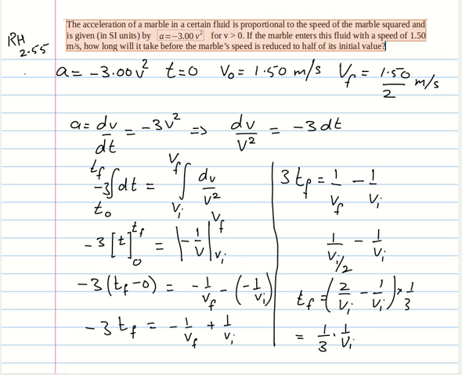Now we can simply put in values over here. So the time that it takes to reach half the velocity is simply 1 by 3 times 1 by vi. Vi is given as 1.50, so t is actually equal to 1 by 4.50 seconds, and this is our answer over here.